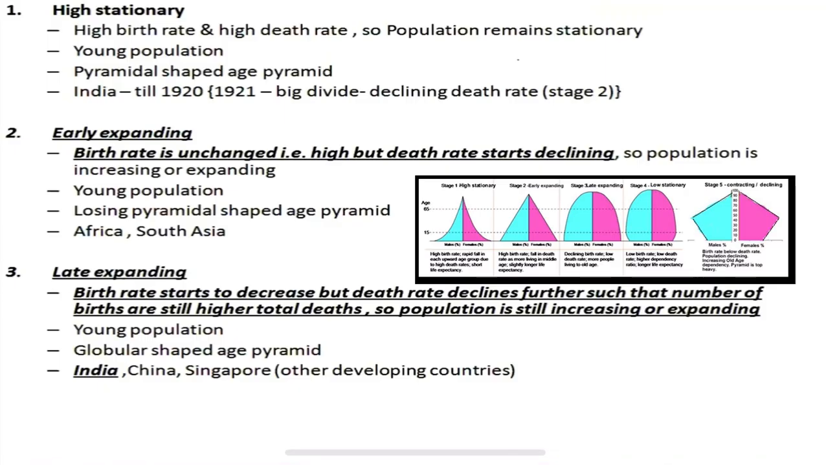The first one is high stationary. In high stationary, there is a high birth rate and high death rate. So the population remains stationary.